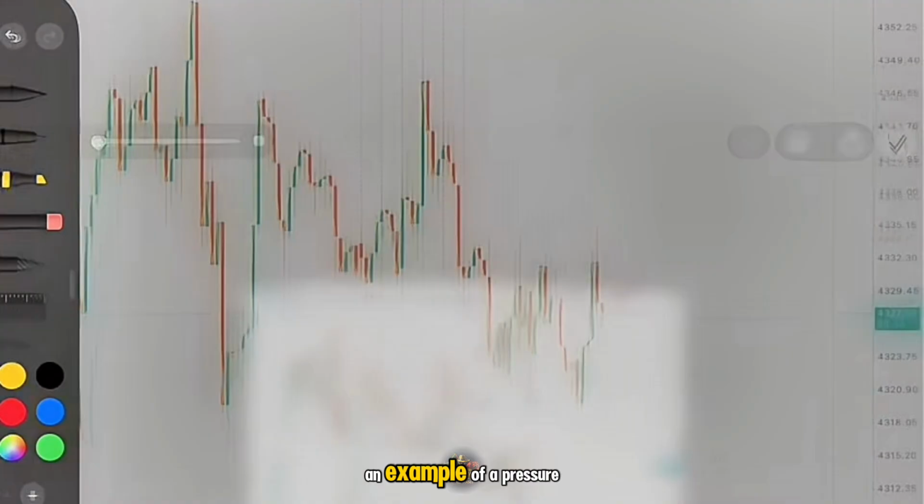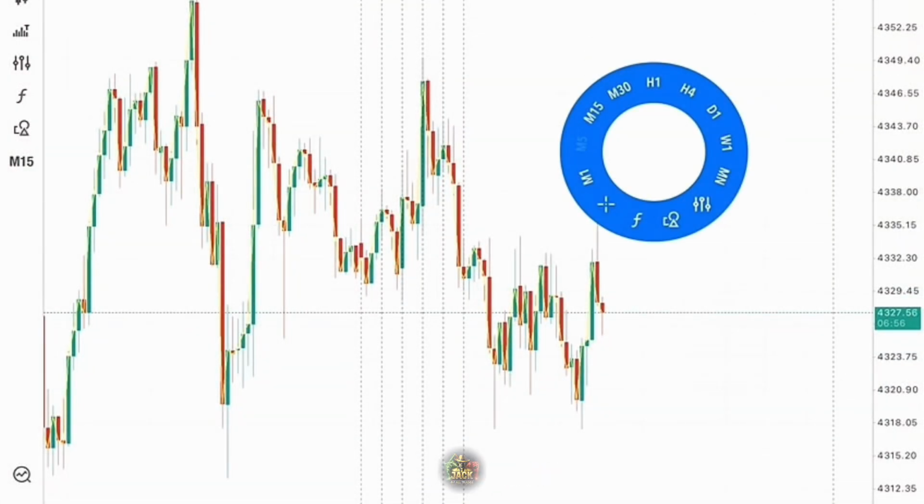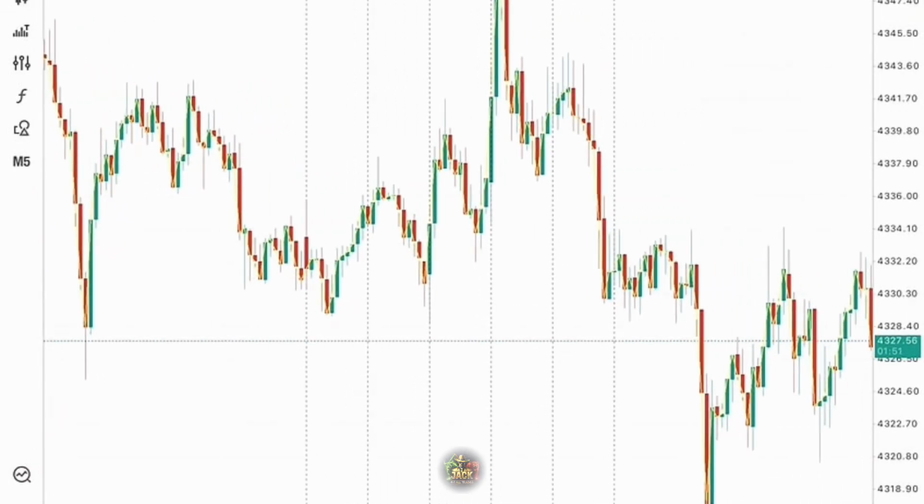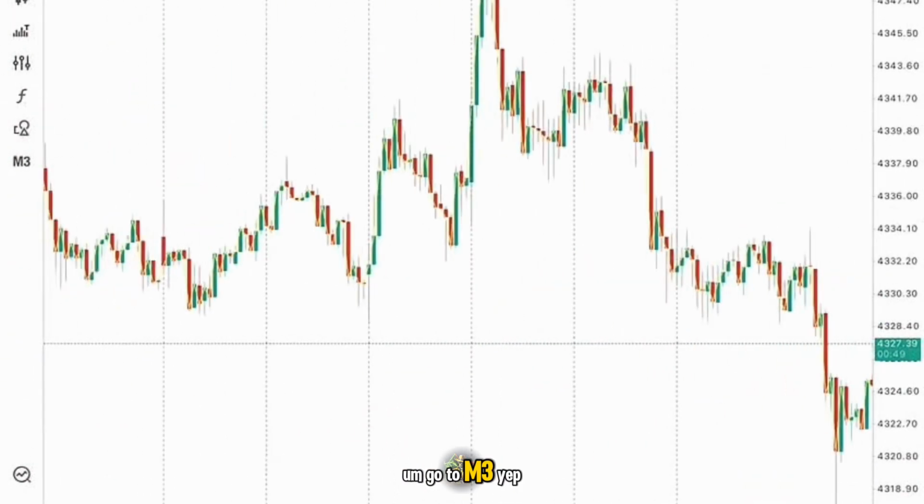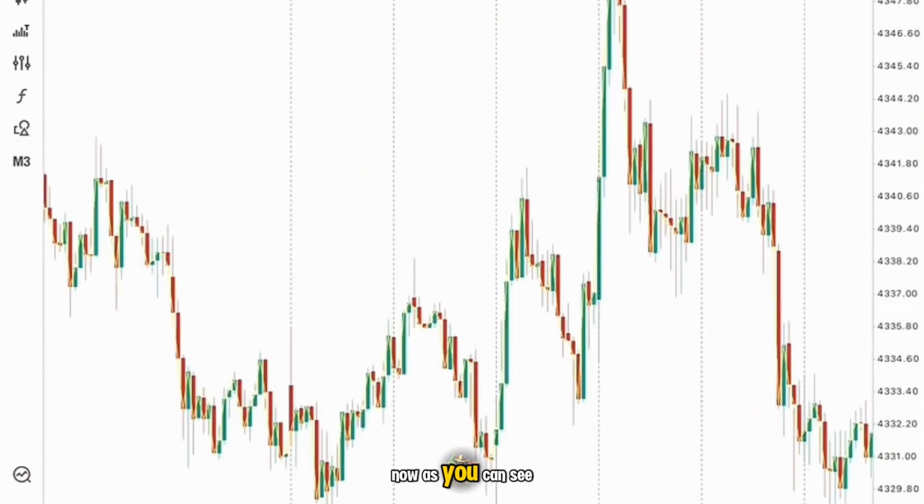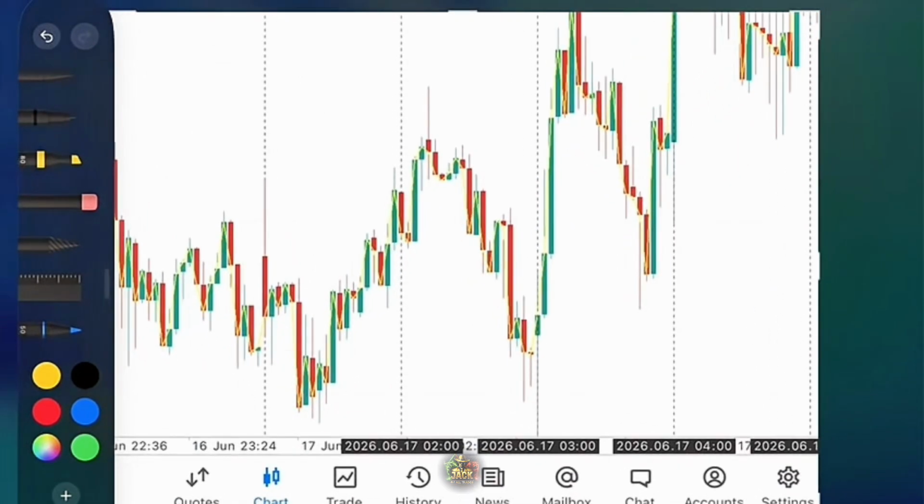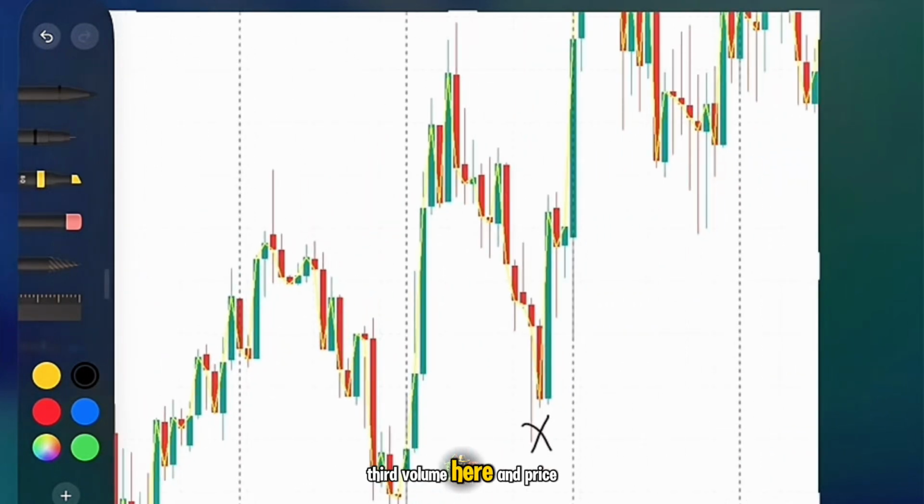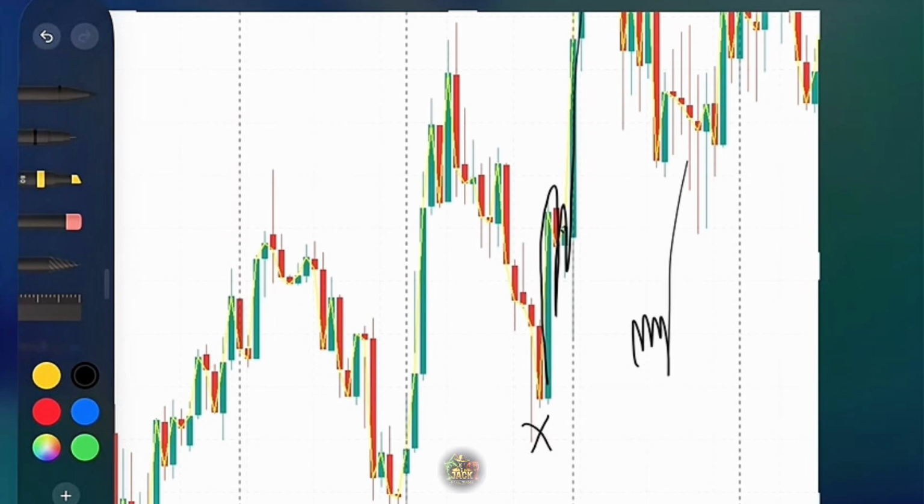Now, let me show you guys an example of a pressure that happened. Go to M5. Let me go to M3. Yep. Now, as you can see, first volume here, second volume here, third volume here, and price goes up here. As you can see, boom, boom, boom. This is a pressure. See?